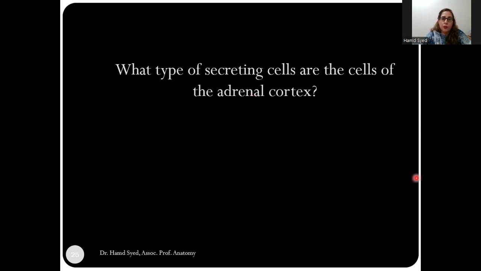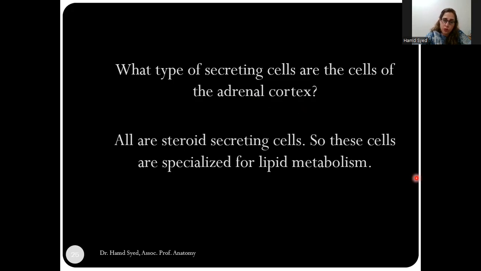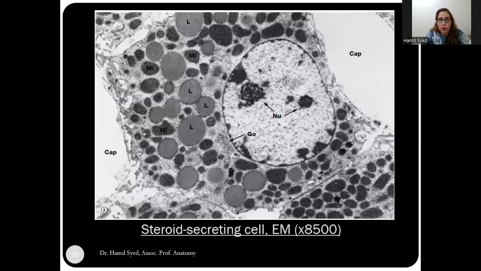Now, what type of secreting cells are the cells of the adrenal cortex? Remember, they're all steroid secreting cells. So these cells are specialized for lipid metabolism. Over here, what I'm showing you is an electron micrograph, which illustrates the ultrastructural features of a typical steroid secreting cell. Here you can see that this steroid secreting cell is intimately associated with the blood capillaries, and adjacent to the blood capillaries, the plasma membrane of this cell has many microvillus projections.